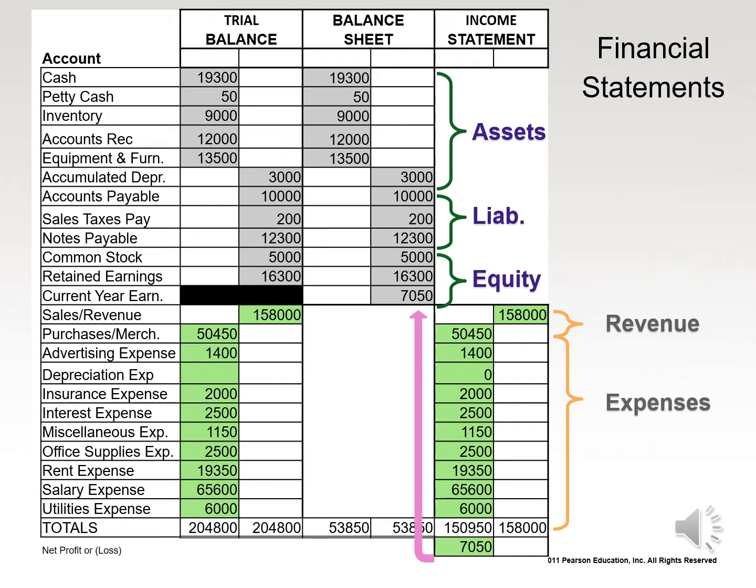Let's review the spreadsheet that shows how the balance sheet and income statement are compiled. It starts with the trial balance that has all the accounts listed with their normal debit or credit balances. Then the different categories of accounts are allocated to the different reports. Assets, liabilities, and equity are reported on the balance sheet, and the revenue and expense categories are reported on the income statement. The balance sheet must balance, so it includes the net income or net loss from the income statement in the current year earnings account in equity.